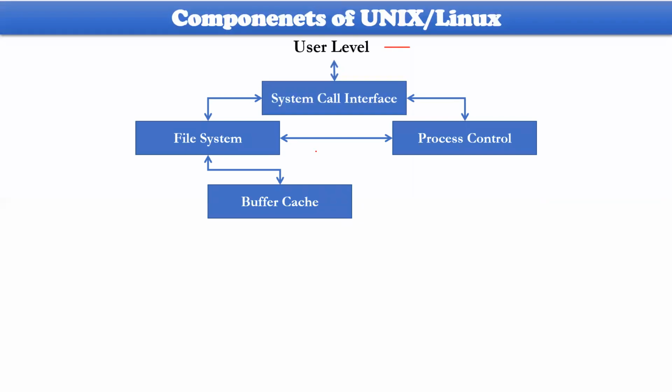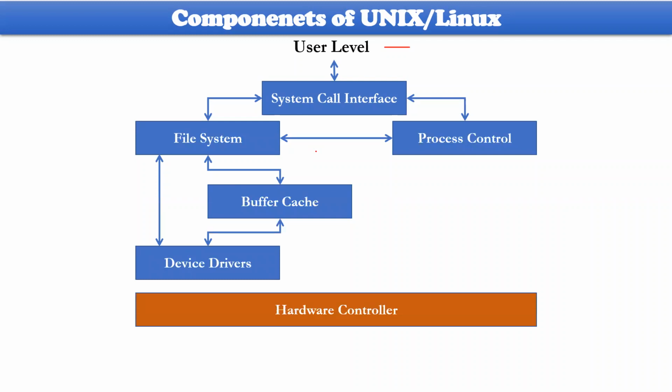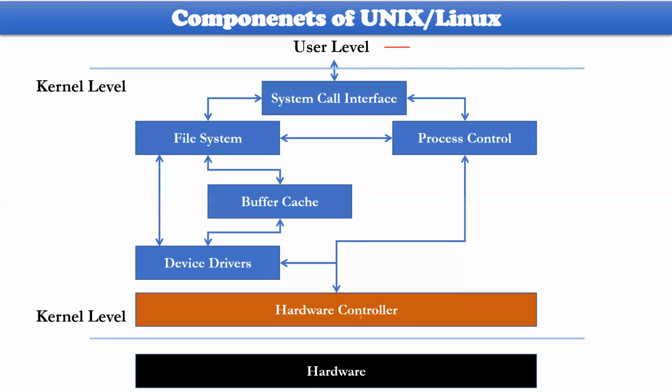I mean, you may manage the memory in terms of buffers, and you may manage the devices in terms of the file system or by using this particular buffer. And these particular devices or buffers will be taken care of by the hardware controller. And finally, the hardware controller will be taking care of the hardware. So here, three levels are available: user level, kernel level, and hardware level.